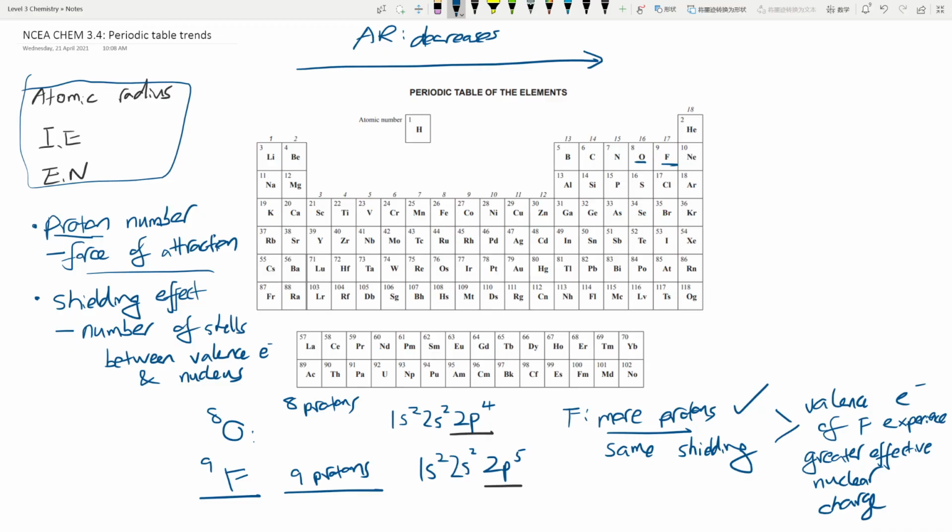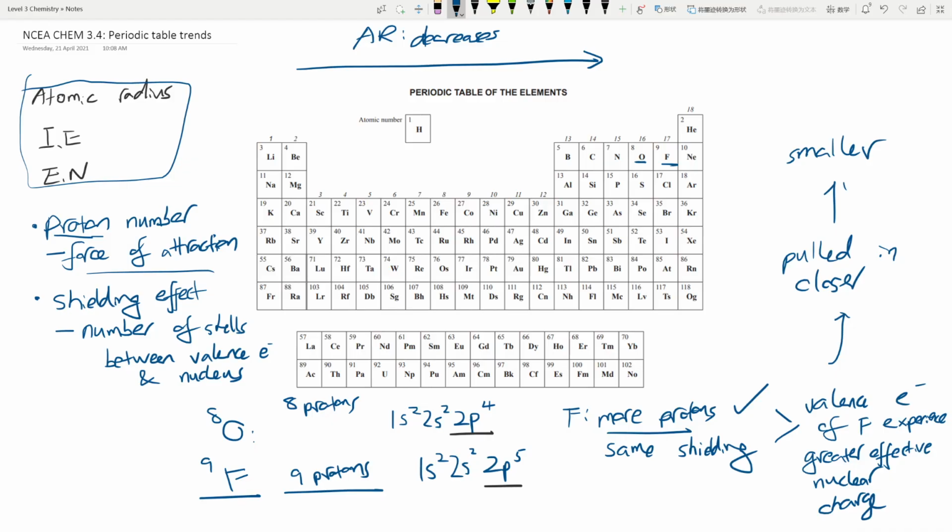Okay, so they're pulled in closer, and that means they are smaller in terms of an atom. That's what atomic radius actually talks about if you're going across the period. If you go across the period, the atomic radius normally decreases because as you go across, the number of protons increases, so there's more force of attraction from the nucleus.